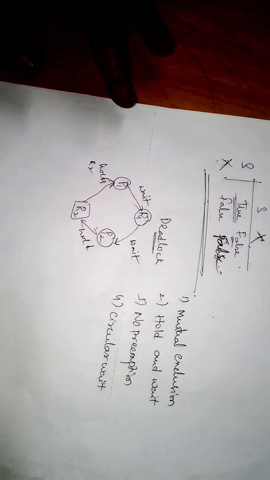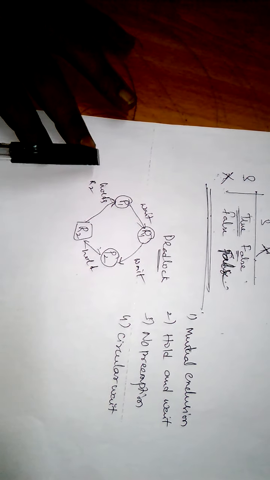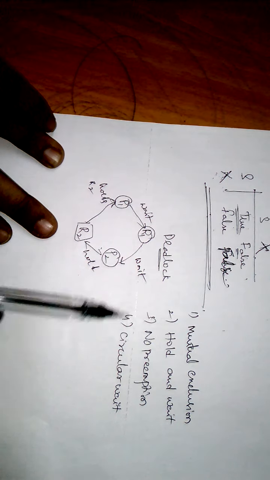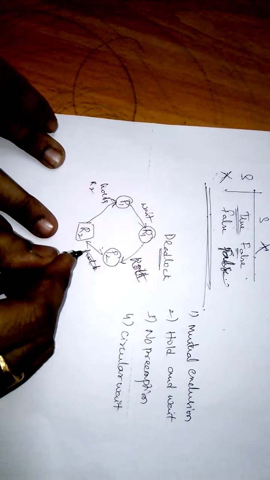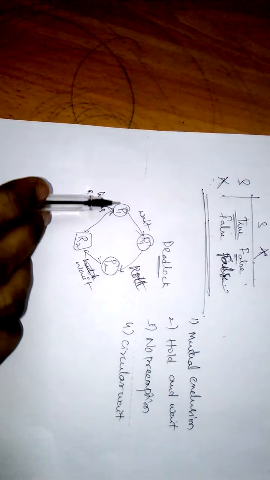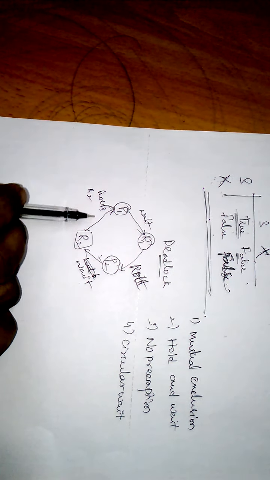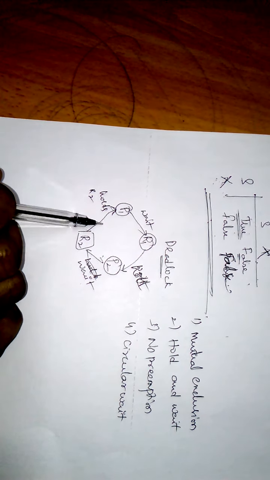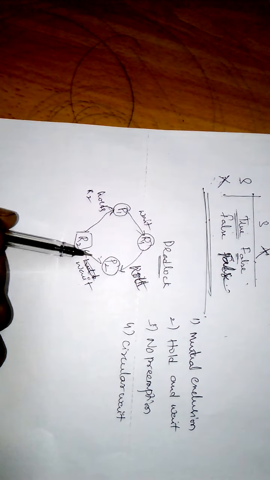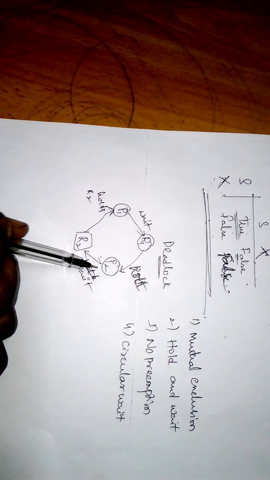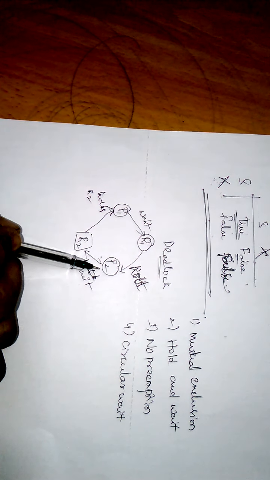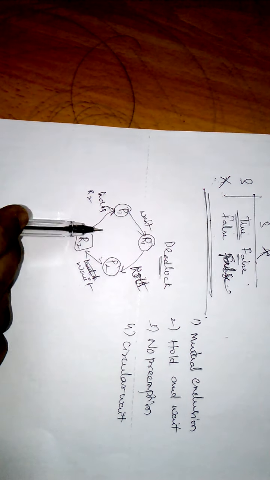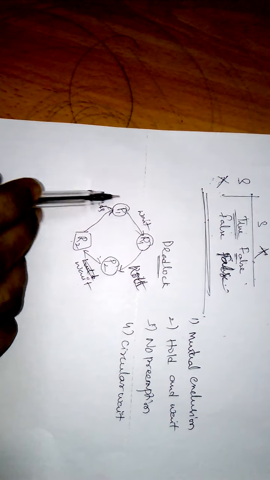Suppose in this example, process P1 holds resource R2 and process P2 holds resource R1. R2 is being used by P1, and R1 is being used by P2, but P1 wants R1, so it has to wait until P2 releases R1. P2 wants R2, but it has to wait until P1 releases R2. Then we call it a deadlock.